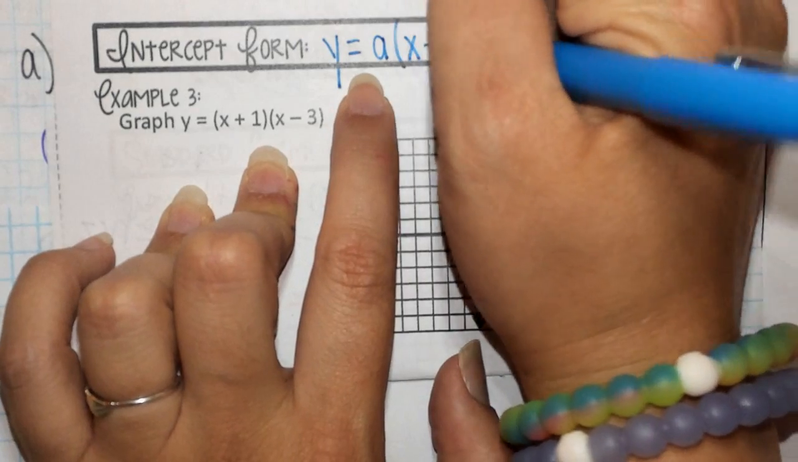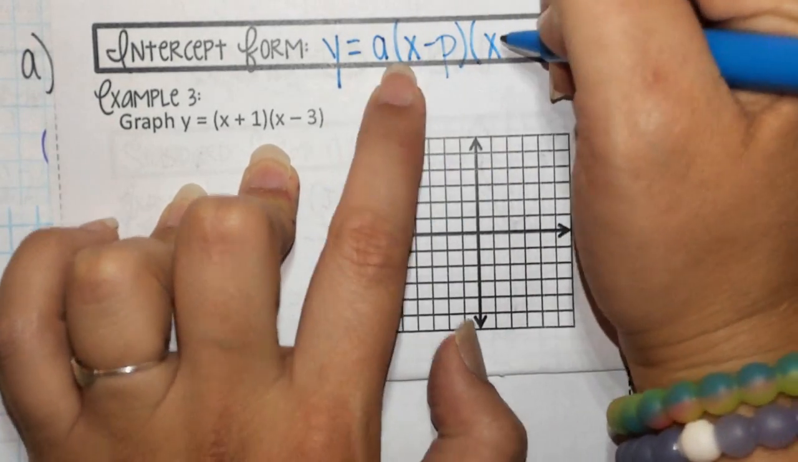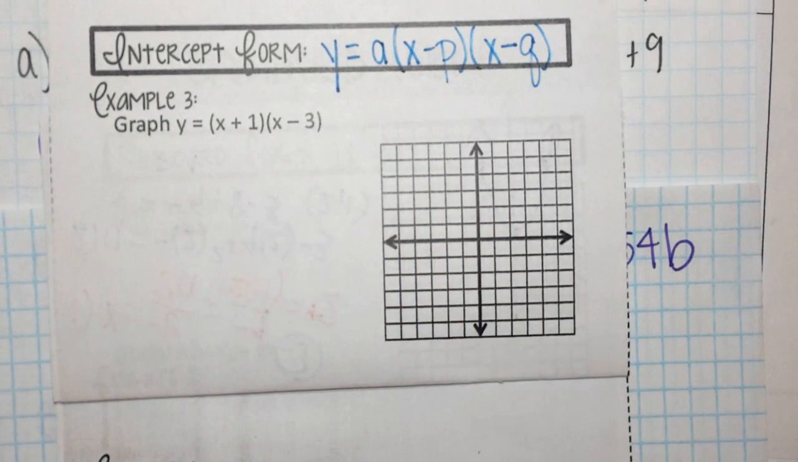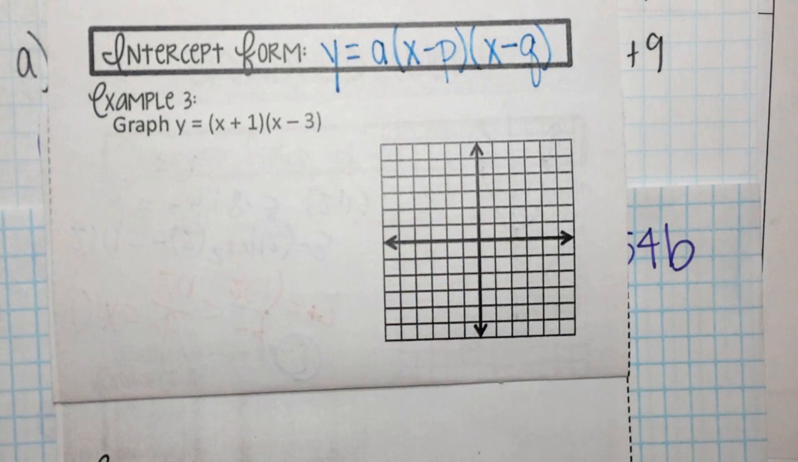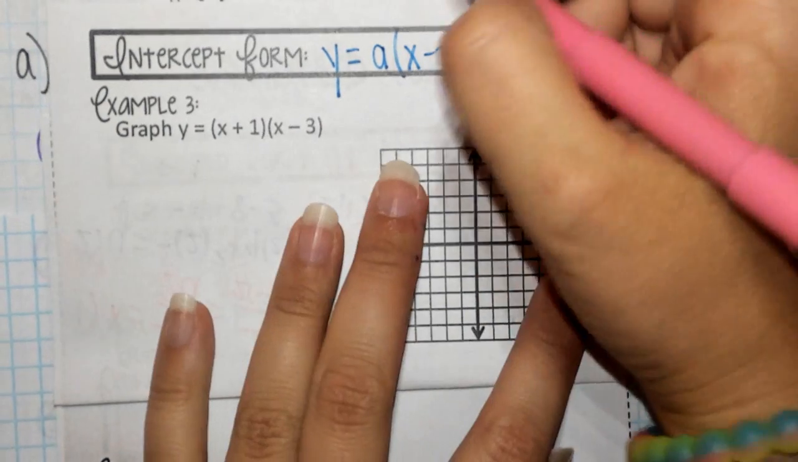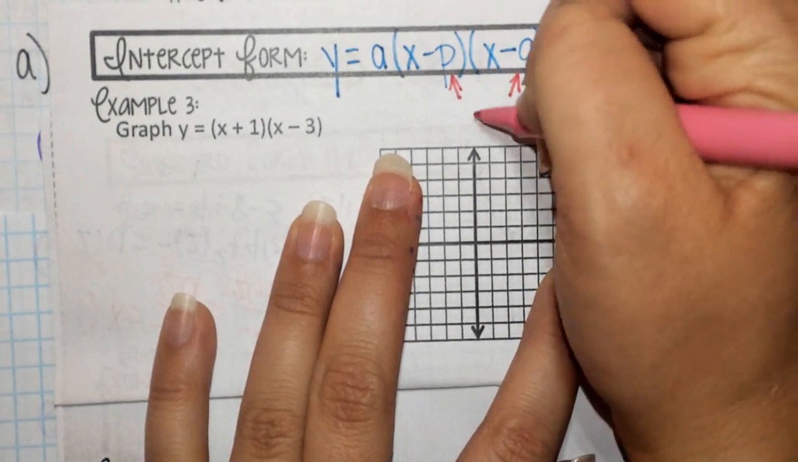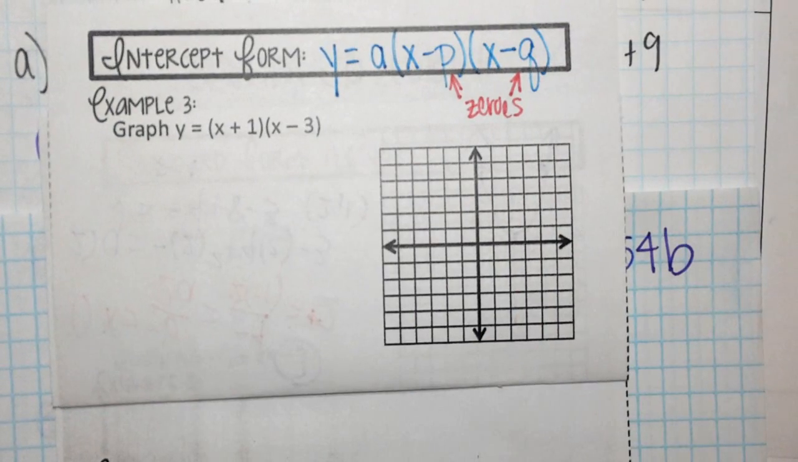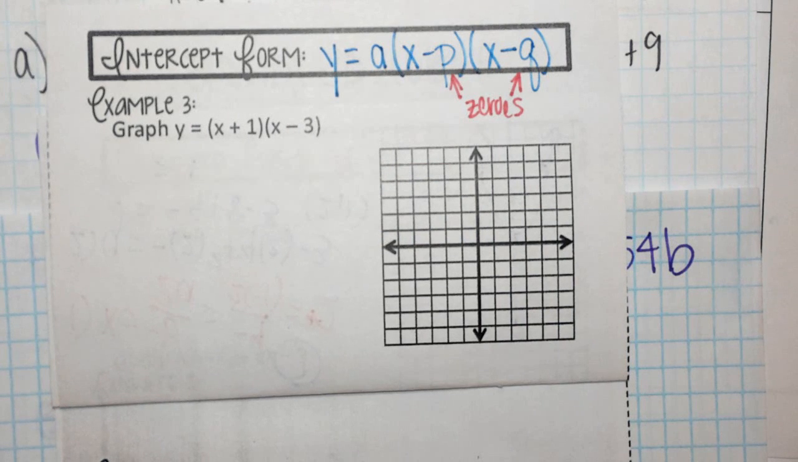So your intercept form is y equals a times x minus p times x minus q. Now p and q are your zeros. That's where they cross the x-axis. Because when we factor, remember, we're going from x squared to a factored form. We factor with two x's.